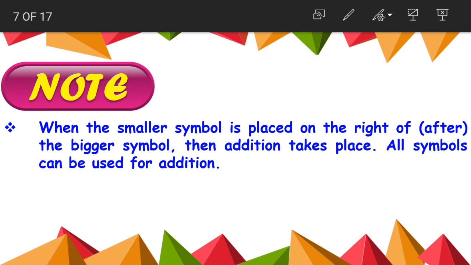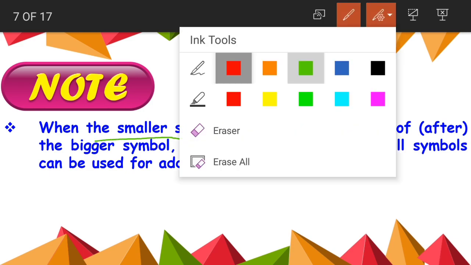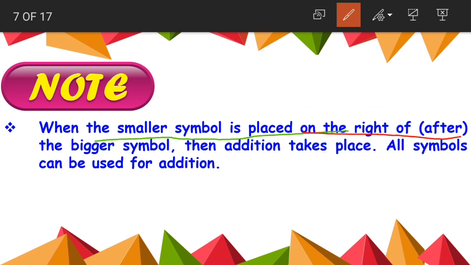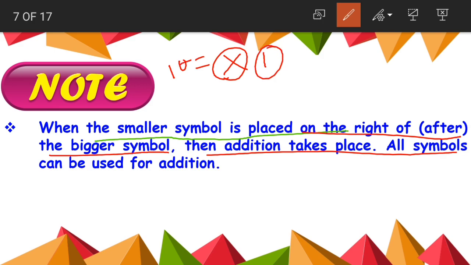Note, when the smaller number is placed on the right of the bigger symbol, then addition takes place. All symbols can be used for addition. We know this, right? When a smaller symbol is placed on the right of, or after, the bigger symbol, addition takes place. Like when I say XI, X is equal to 10, I is equal to 1.